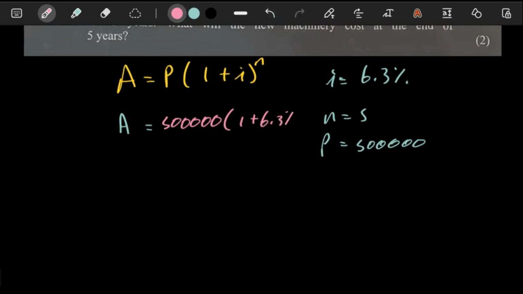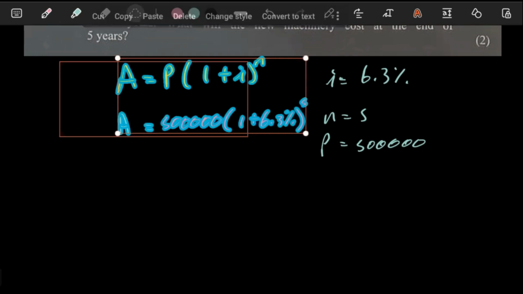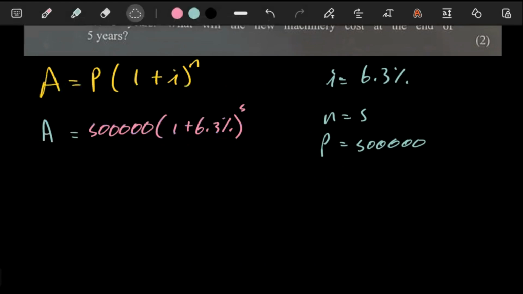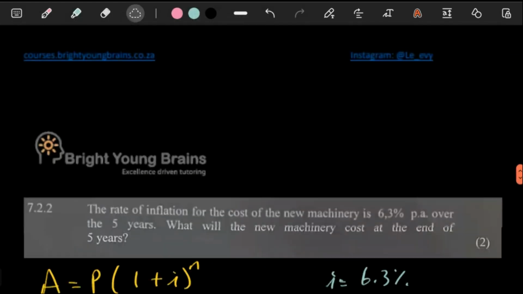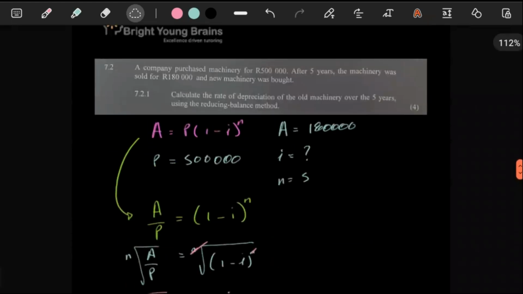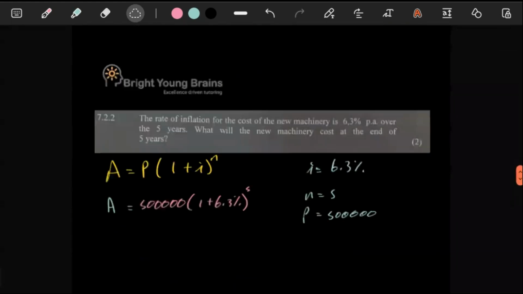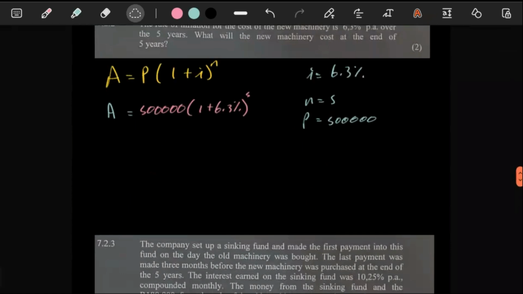So what is the interesting thing about this question? Well, it's just straightforward, but these are two questions that are almost opposites of each other. One is asking you about the 500 decreasing, and here the 500 is increasing, because the newer models of the machines are obviously going to cost you more. But anyways, let's see here.